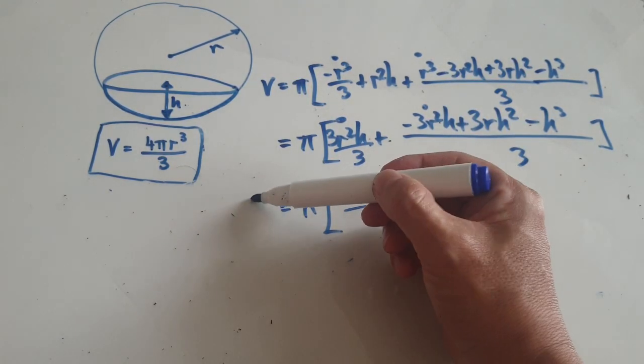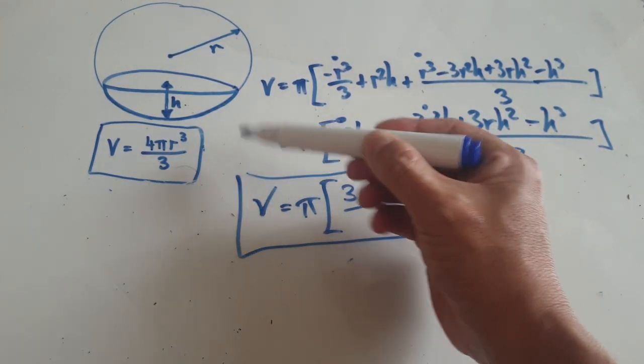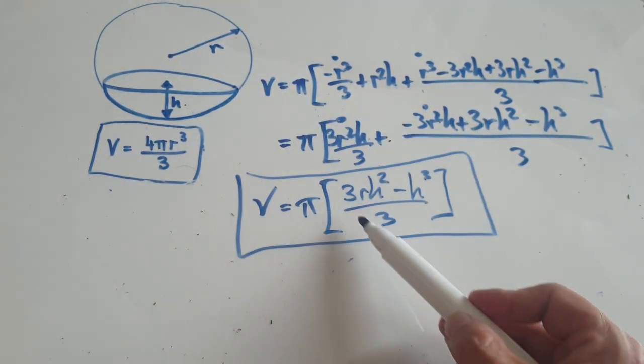So this is our final formula for a given h. The volume is given by this. Okay.